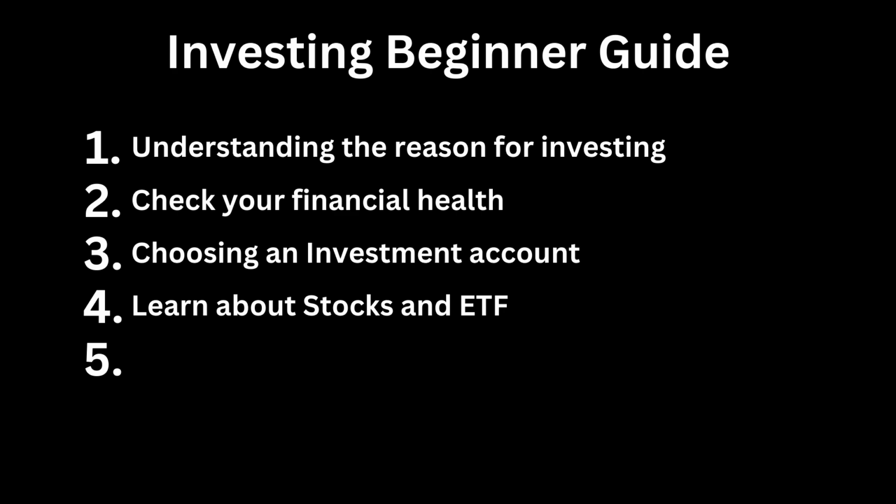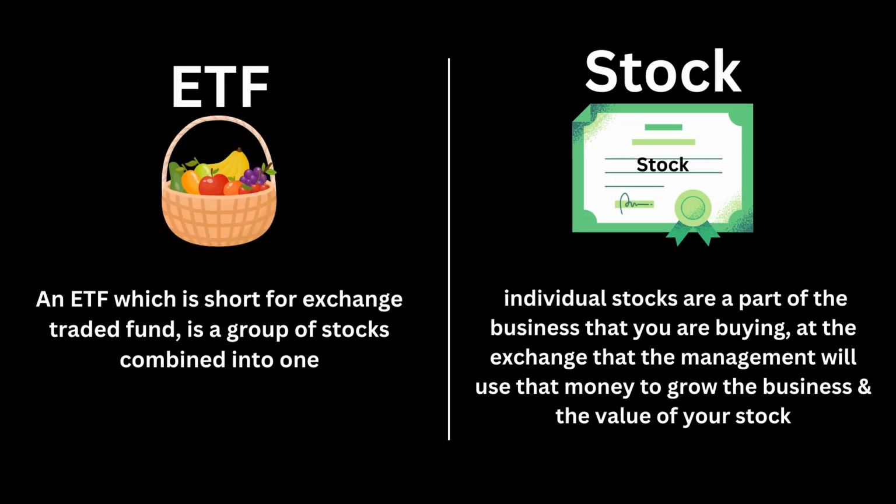Number 4, after having your account ready to go, it's time to learn about stocks. Within the investment accounts, there are 2 securities that are often bought, and those securities are ETF and stocks. An ETF, which is short for Exchange Traded Fund, is a group of stocks combined into one. Think about a fruit basket. The different fruits are the stocks, and the basket is the ETF that holds all the fruits.